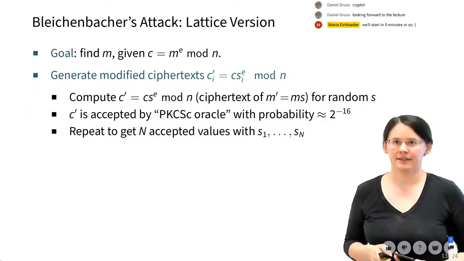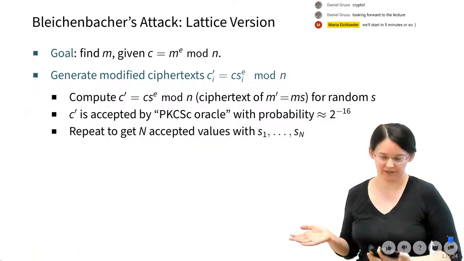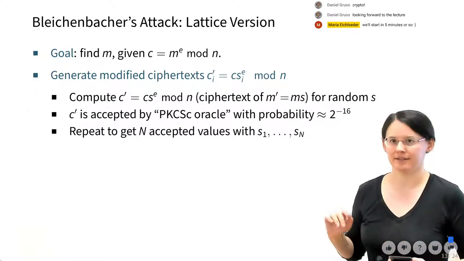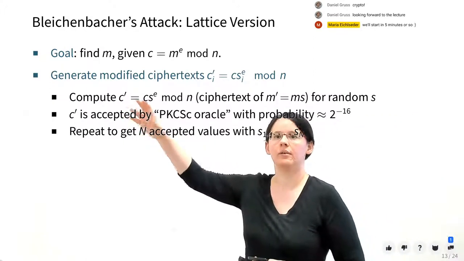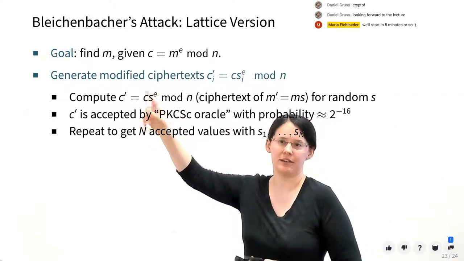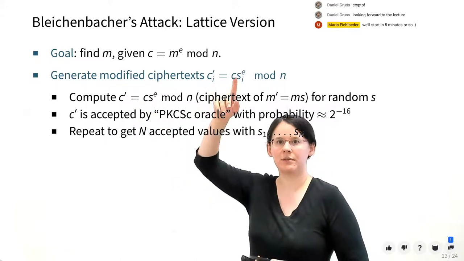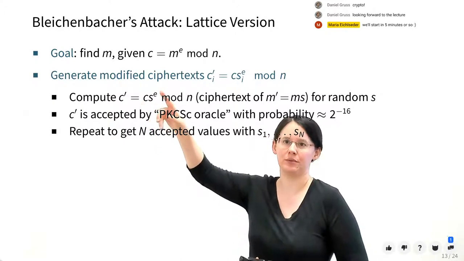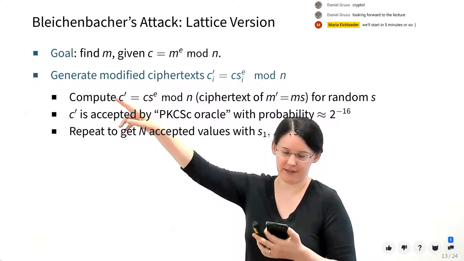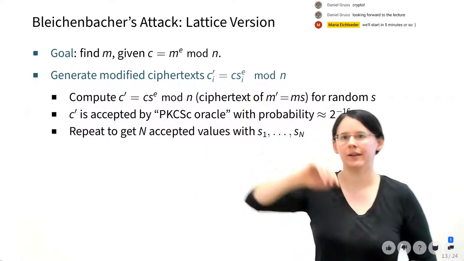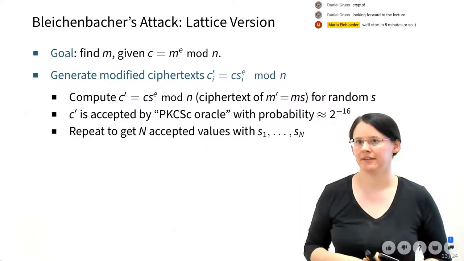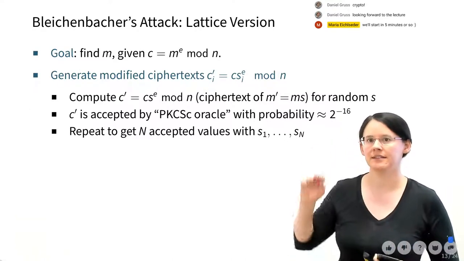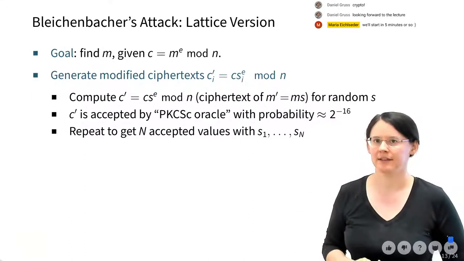So what you do in this second step is, indeed, as you hint, you try different Cs until you get valid ones. Yes, so this part is correct. What you do is you take the challenge message, challenge ciphertext C, you choose some random values S, and multiply the C with S to the power of E to get the C prime. That's exactly what you describe. And then you check whether this is a valid padded message. That's also what you describe, and this is also correct. And indeed, this is correct with a probability of 2 to the minus 16.